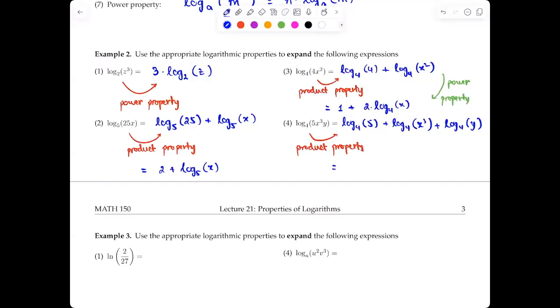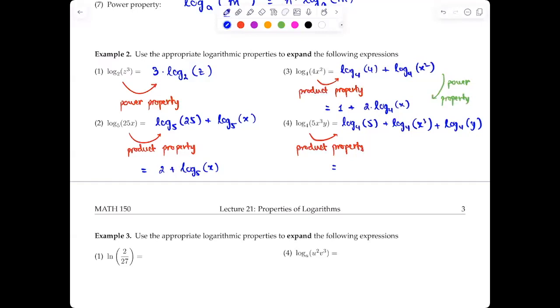So at this point, you may wonder, should I keep writing the property as I go? You don't have to. This is the first few exercises, maybe the first time we encounter this kind of problem. So I just want to indicate the property that I use to go from one step to another step, okay? But moving forward, you don't have to indicate the property. You just need to know what property to use for the step.